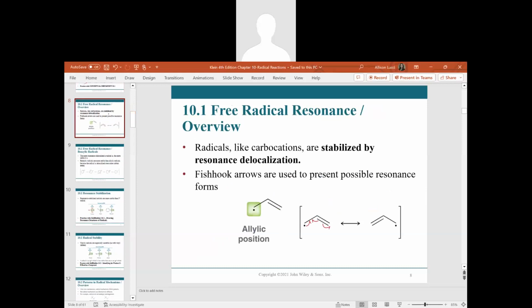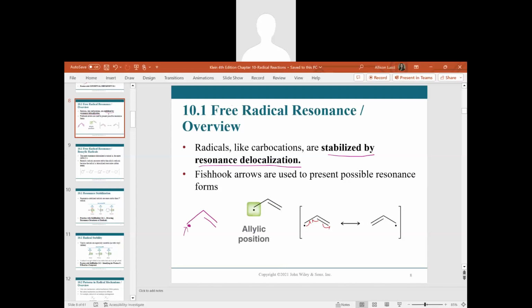So just like delocalization through resonance of carbocations, we see this stabilization of that single electron through resonance as well. So let's take a look at this allylic radical species here. The allylic position, if you recall, is this single bond next to a double bond. And this site right here on the end is what we refer to as that allylic position. So when we place an electron there, this becomes an allylic radical.